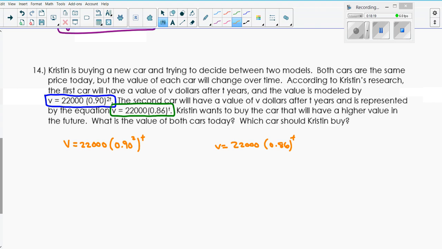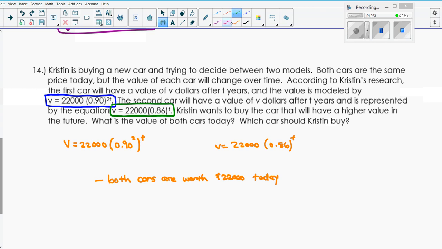So what is the value of both cars today? Both cars are worth, how do I spell worth? $22,000. Worth, we should have dollars. $22,000. So that's the initial value of both. Okay, so that would be the answer to the first question. Which car should she buy?